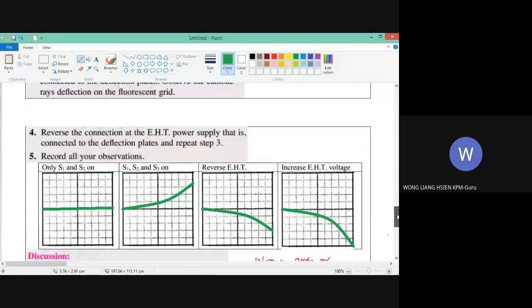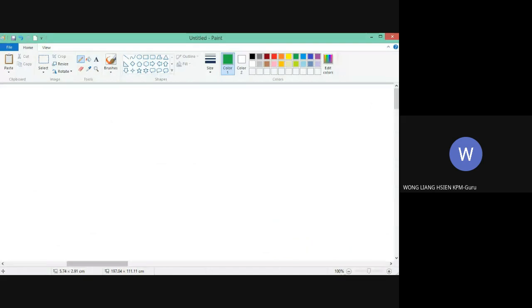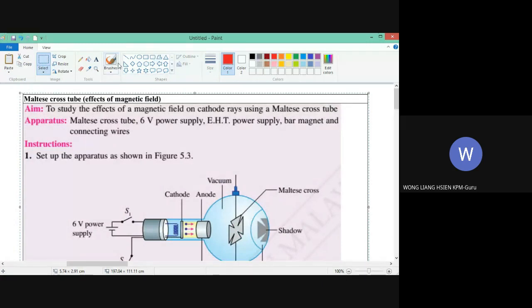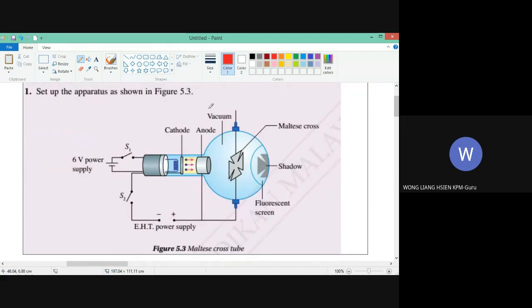Next, we want to look at what will happen if we expose it to a magnetic field. The apparatus that we use is what we call the Maltese cross tube. You look at this Maltese cross tube, the structure is about the same also. From here to here is the electron gun. That means the function is to shoot out the electrons.